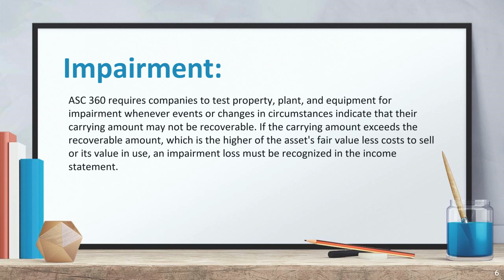ASC 360 requires companies to test property, plant, and equipment for impairment whenever events or changes in circumstances indicate that their carrying amount may not be recoverable. If the carrying amount exceeds the recoverable amount, which is the higher of the asset's fair value less cost to sell or its value in use, an impairment loss must be recognized in the income statement.